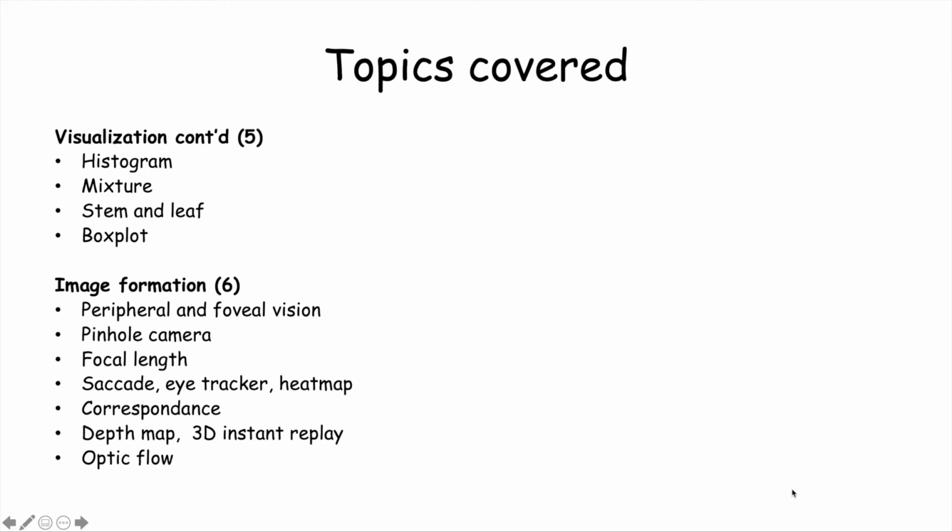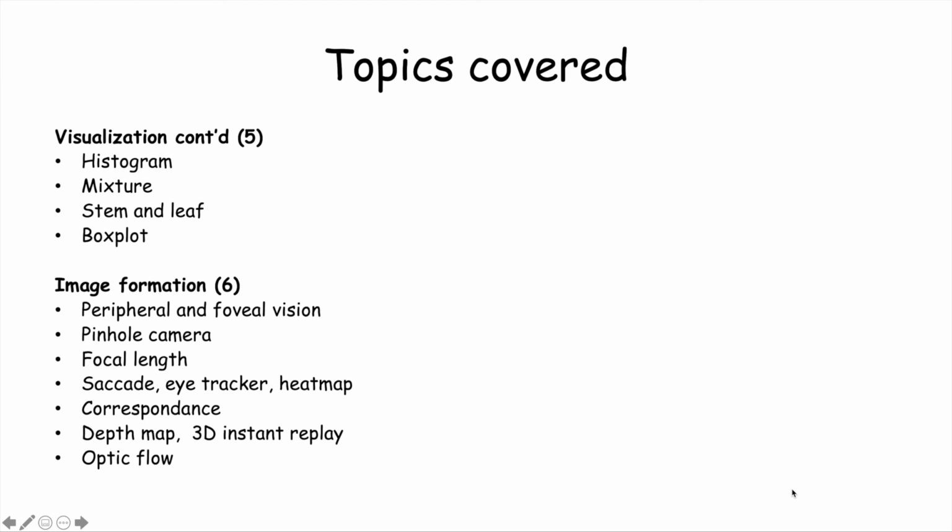We talked about box plots, and using box plots is going to be very important. And it's a summary using the quartiles, the median, the mean, and looks at outliers as well. Image formation. We talked about peripheral and foveal vision. We talked about the pinhole camera, more introductory material, what the focal length is. We looked at eye trackers and talked about heat maps and discussed a few examples of usages and package design and product placement in stores for heat maps.